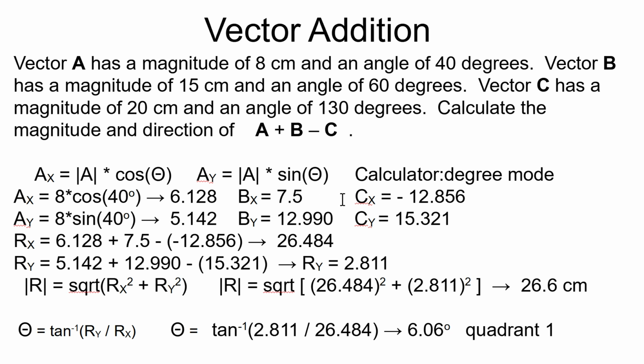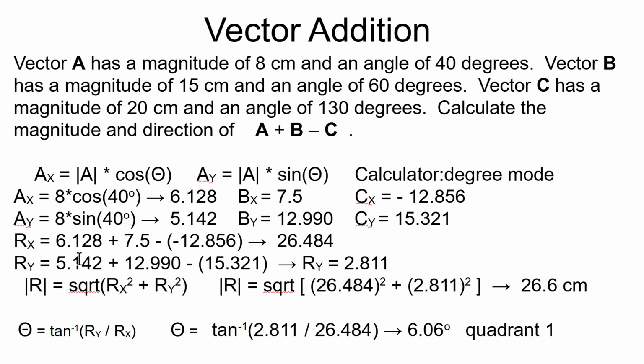C sub x, you have to be a little careful here and pay attention to your plus and minus signs. Your calculator will automatically give you the correct plus or minus value. But C sub x is 20 centimeters times the cosine of 130 degrees. That will automatically come up as a negative, as it should, to be back into the second quadrant. And the sine calculation, 20 times the sine of 130 degrees, this will automatically come up as a positive, as it should, 15.321.